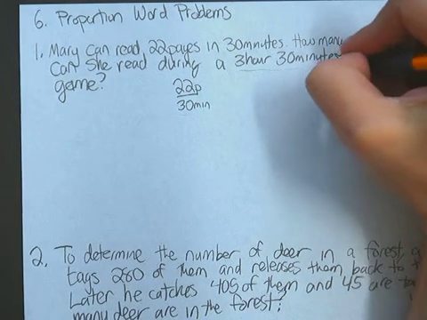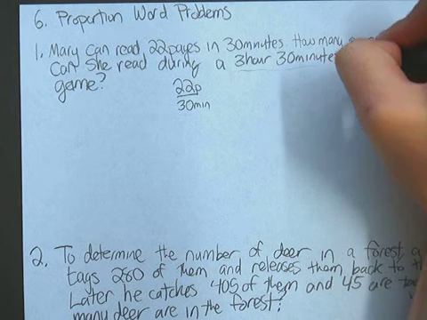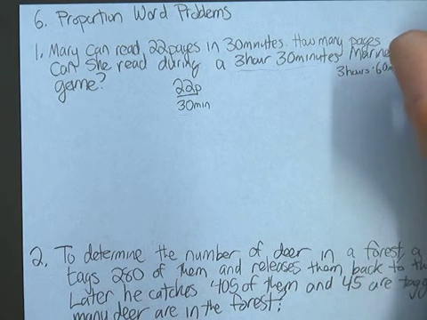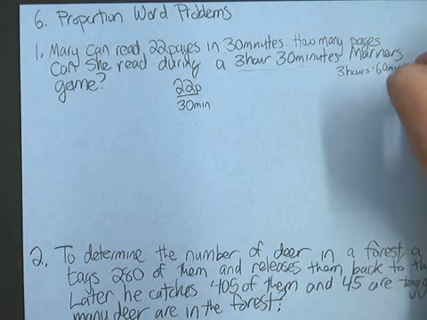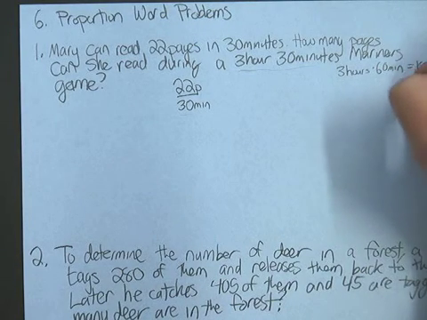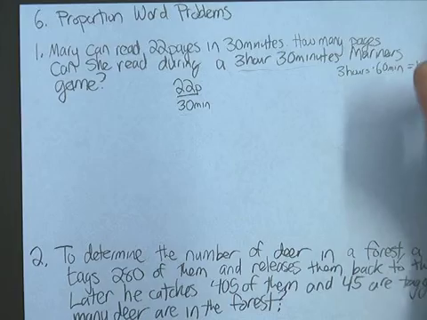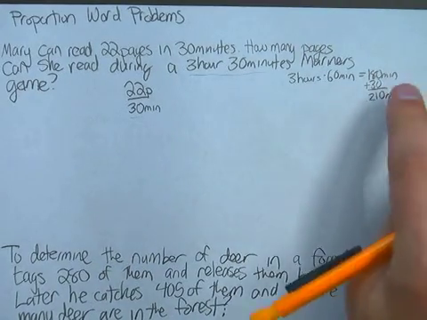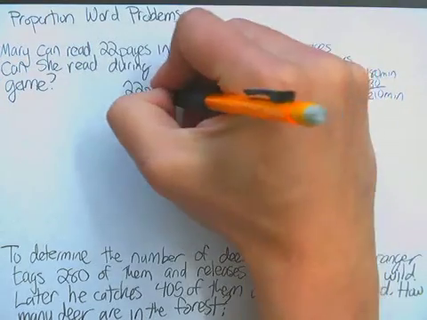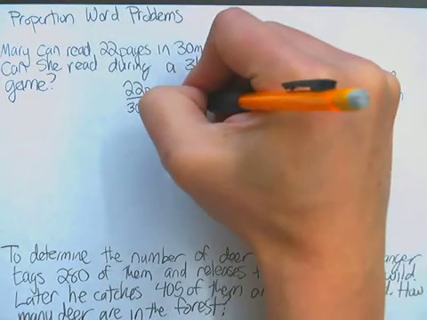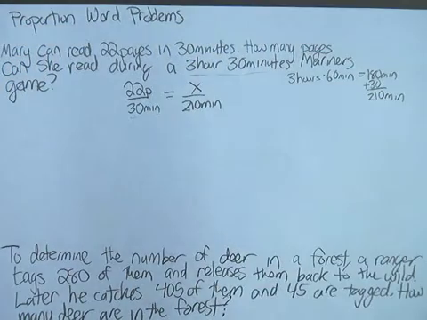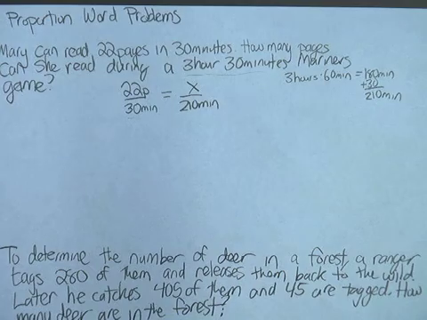So 3 hours, I have to turn that into minutes by multiplying by 60, and I get 180 minutes. And then I add the 30 there, and so that Mariners game's actually 210 minutes long. So that's going to be my bottom in the proportion. And I want to figure out how many pages Mary can read in that time. So I put an X up there because that's what I'm trying to figure out.